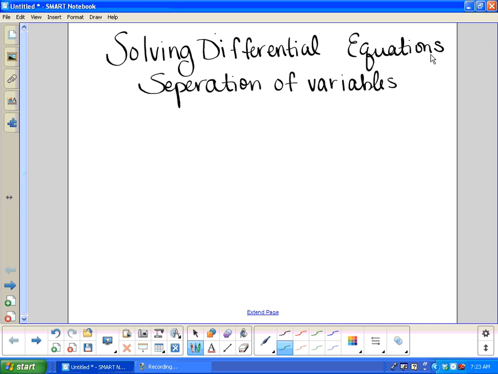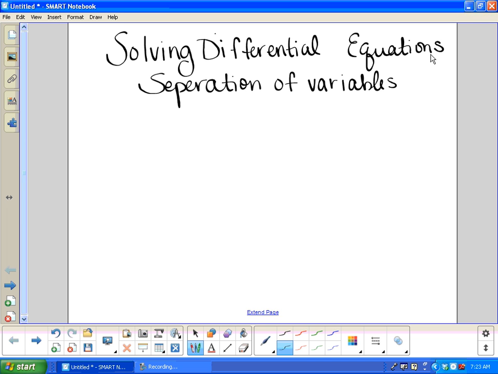We're going to talk about a different method for solving differential equations. The method is called separation of variables. We talked about, or you did one method on your homework last night, where you pretty much just had an equation solved for dy/dx and you integrated both sides.